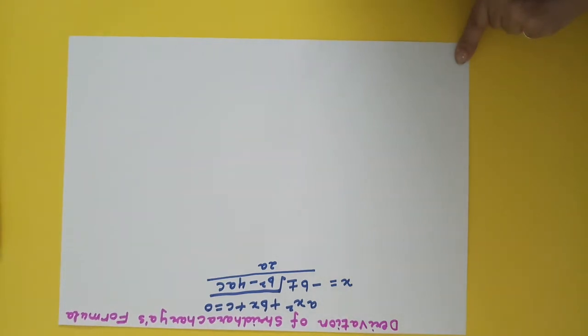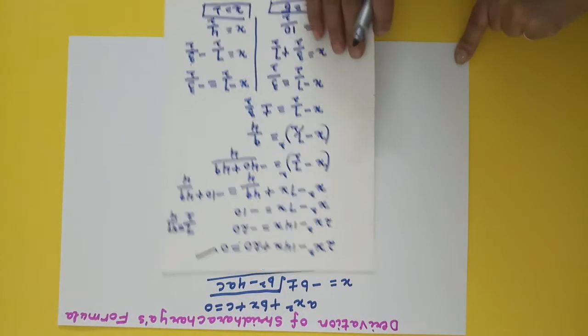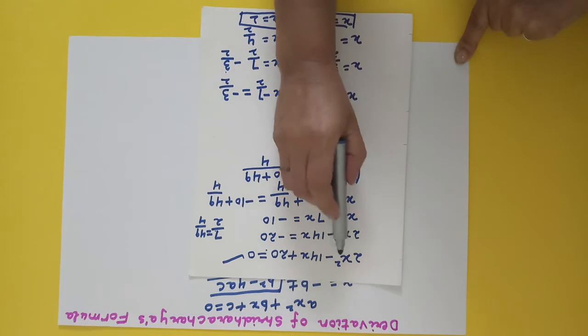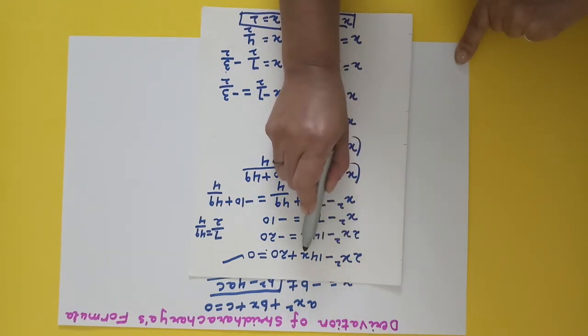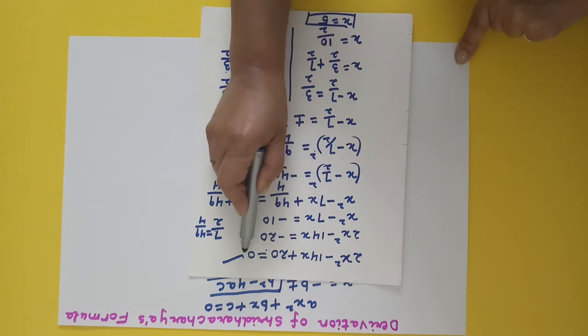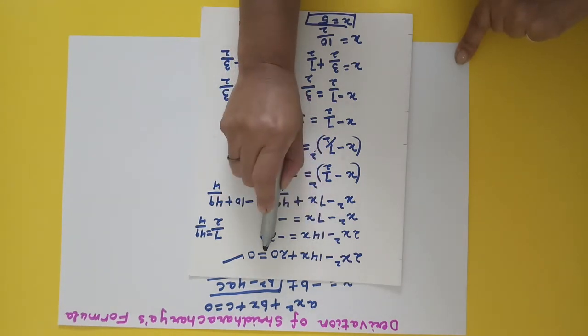In order to derive this formula, we are not going to use the factorization method. We will use the complete the square method, which we have already discussed in the previous video. Let's recall that. Say, for example, you have the equation 2x square minus 14x plus 20 equal to 0, and you are going to find the roots of this equation using the complete square method.